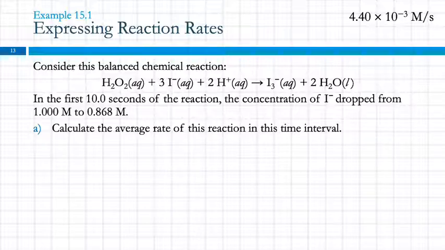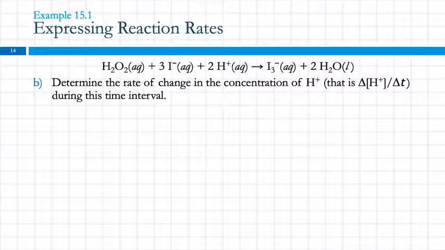And the second part, determine the rate of change in the concentration of hydrogen ion during this time interval. So we can talk about the rate of the reaction. We can also talk about the rate of change in concentration of each of the individual reactants and products. So what we're looking at, we want to find the change in hydrogen ion concentration divided by the change in time. That is related to the rate of the reaction, right?